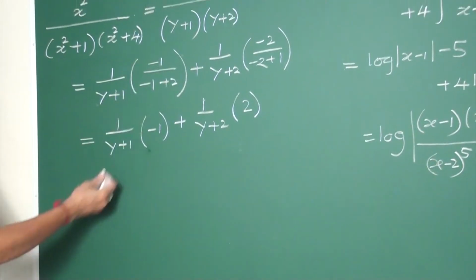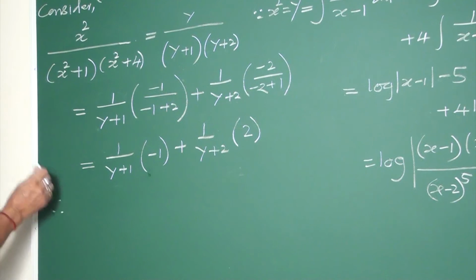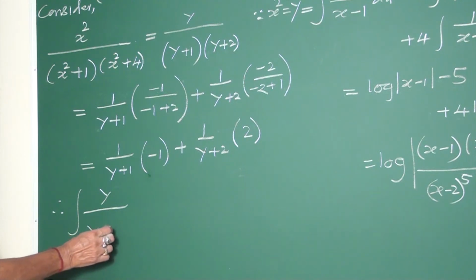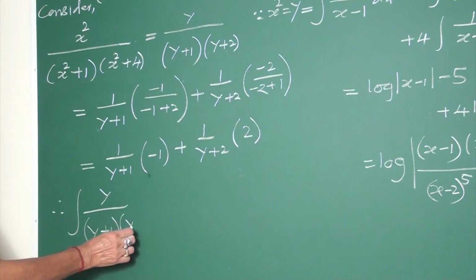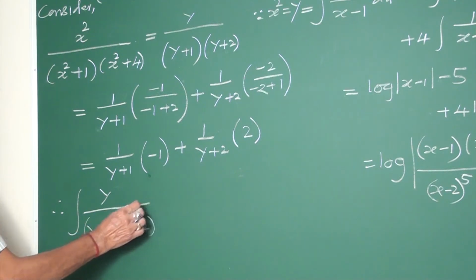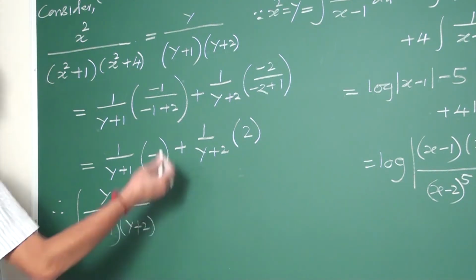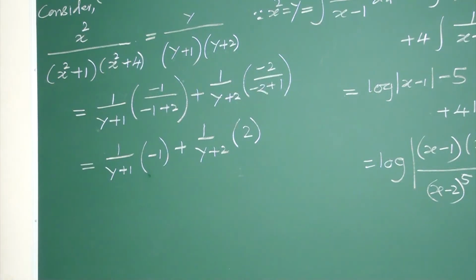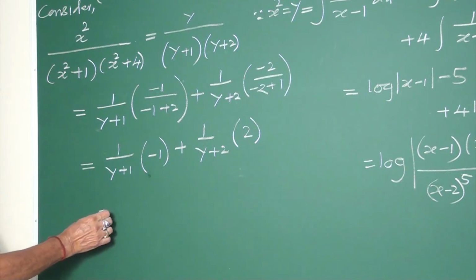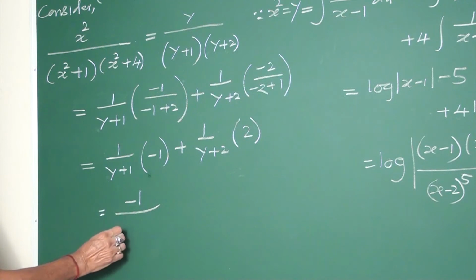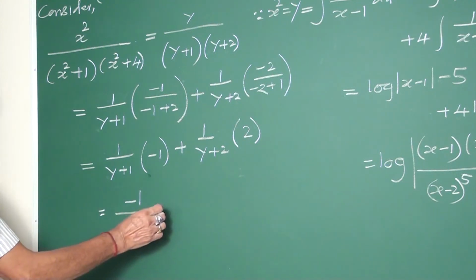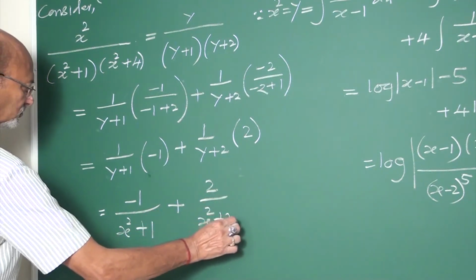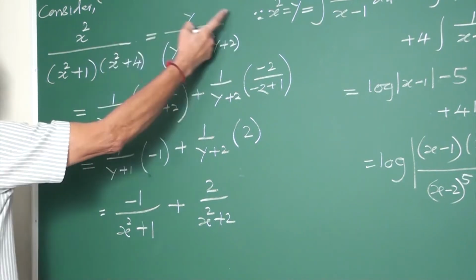Therefore, the integral of y upon y plus 1 into y plus 2 dy. Okay, go back to terms of x square only. This is minus 1 upon, what is your y? x square plus 1, plus 2 upon, what is your y? x square plus 2. Substituted for x square equal to y.